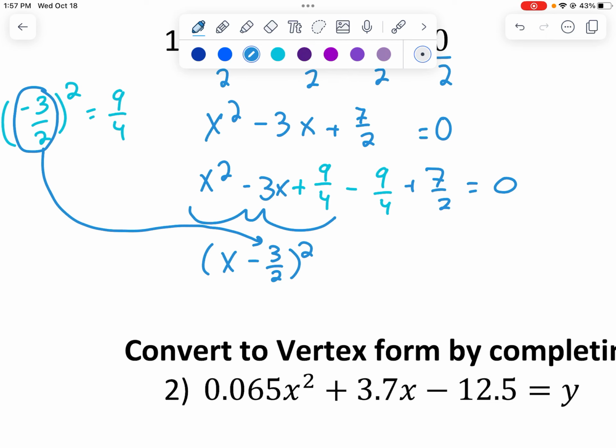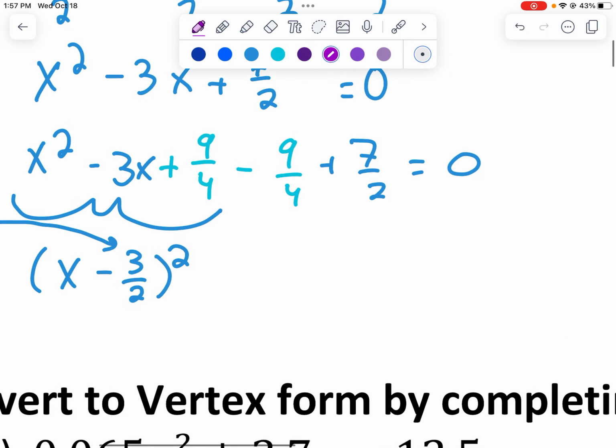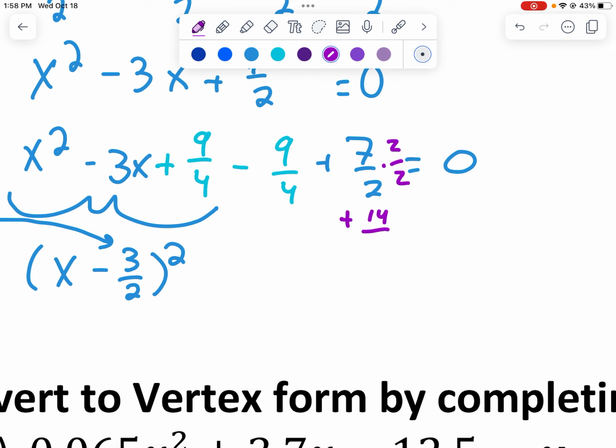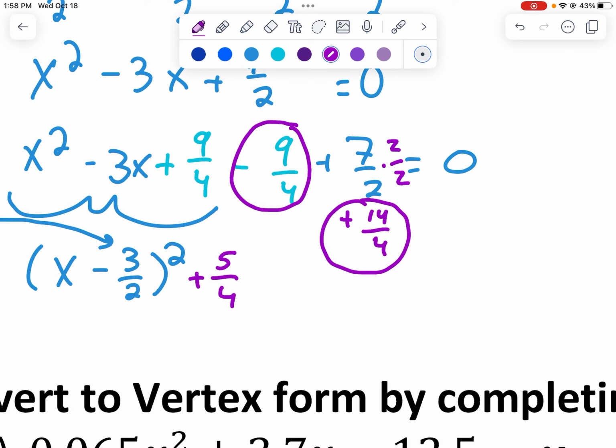For the last part of the completing the square process, we need to combine the negative term with this 7 halves. So let's change halves so that we can get it into fourths. So we need to multiply by 2 over 2. So that will give us positive 14/4. So we're going to go -9/4 plus 14/4, so that's going to give us positive 5/4. And then that is still equal to 0.